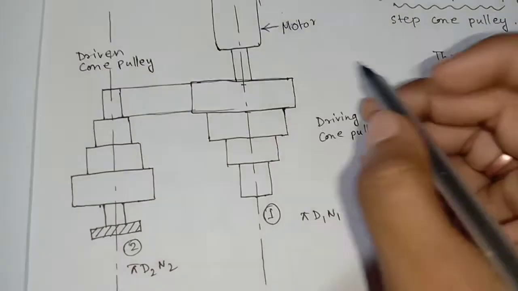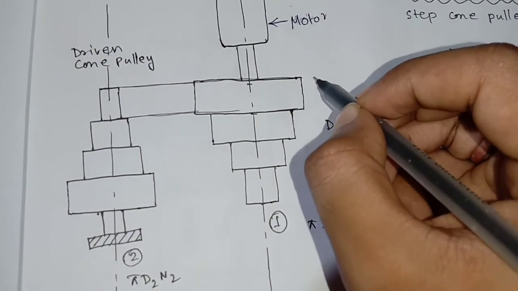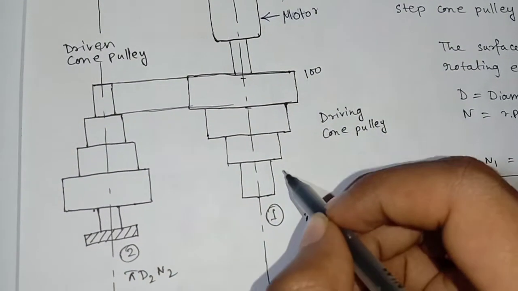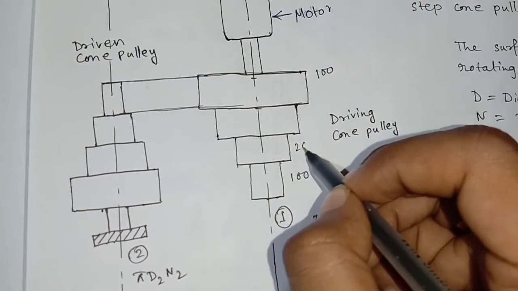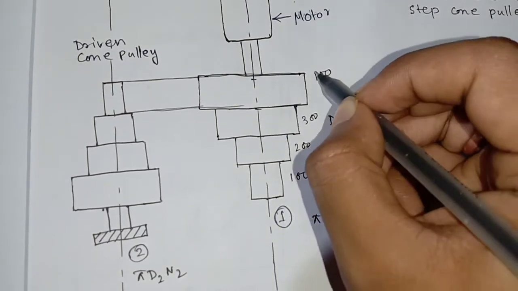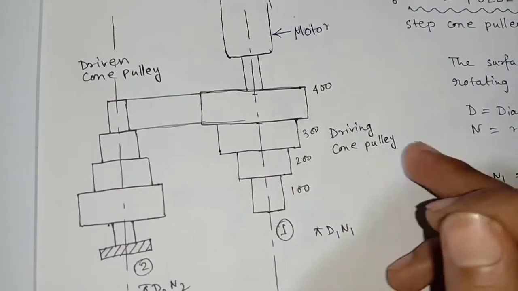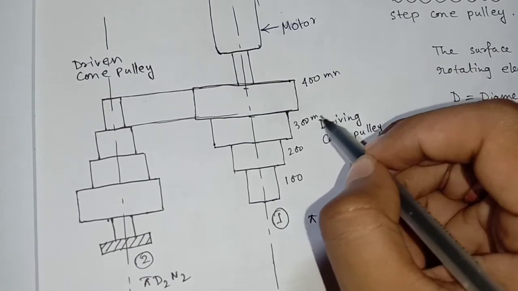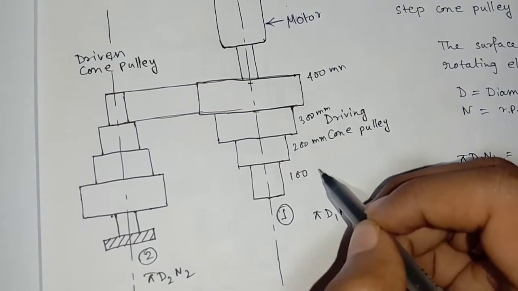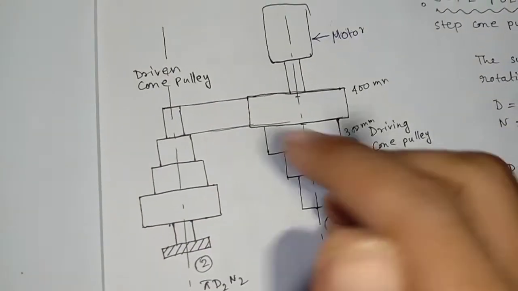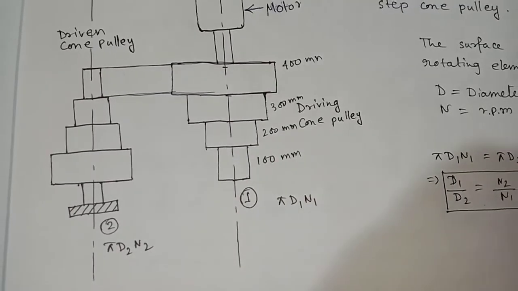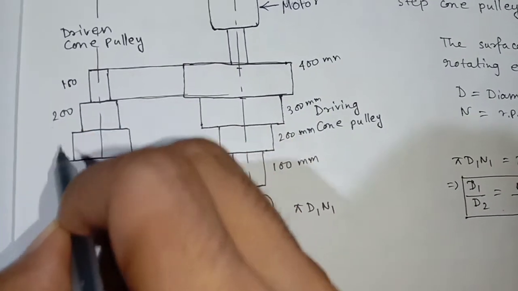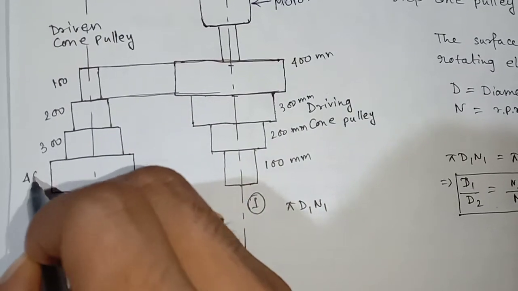Assume the diameter of that cone pulley is 100 mm, 200 mm, 300 mm, and 400 mm. Okay, suppose assume the diameter of that cone pulley, and also assume it is 100 mm, 200 mm, 300 mm, and 400 mm.